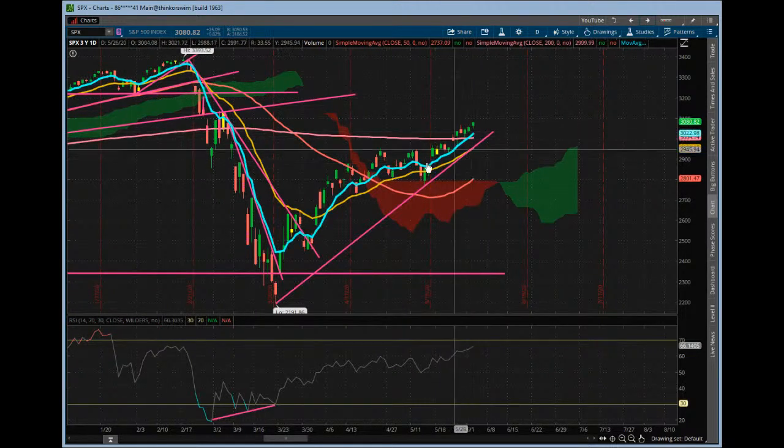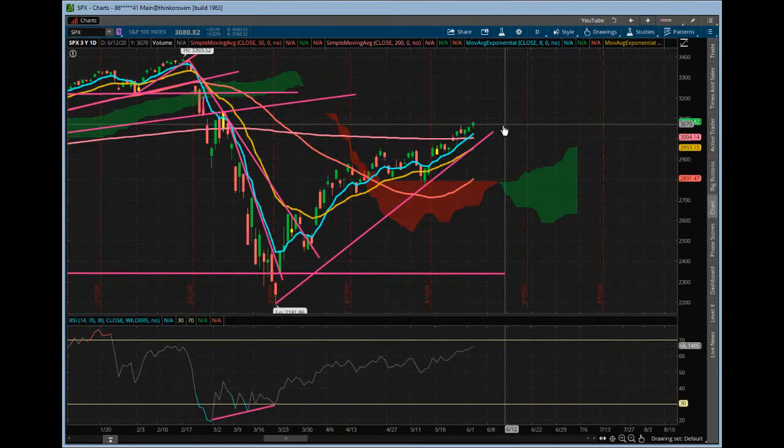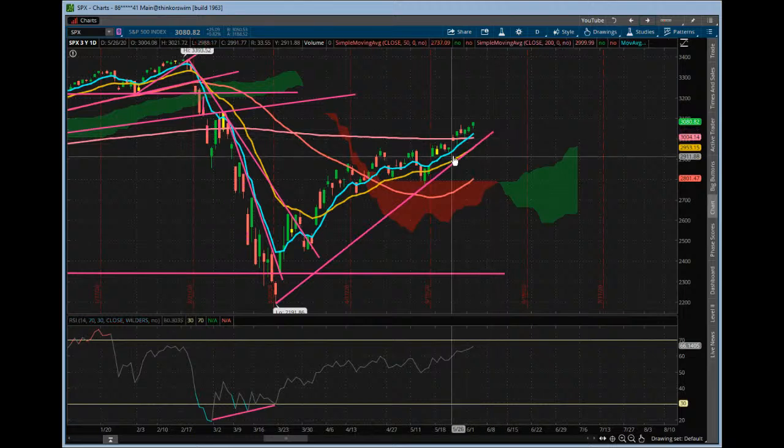So we're continuing to work our way up over the ADMA, which is over the 21, which is over a rising 50, and now we're back over the 200, and over the trend line. So again, we still stay bullish until proven otherwise. Let's take a look at the price action today.